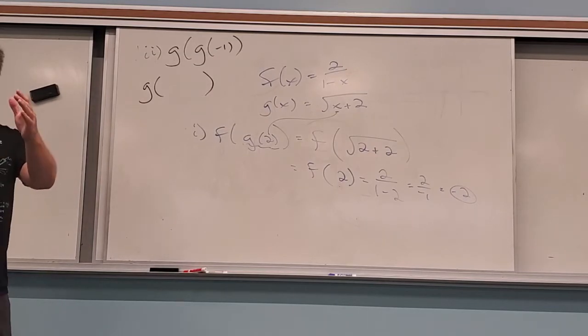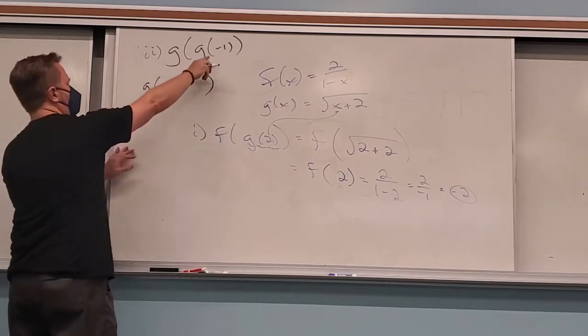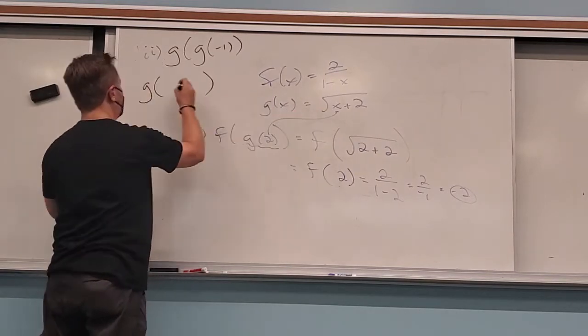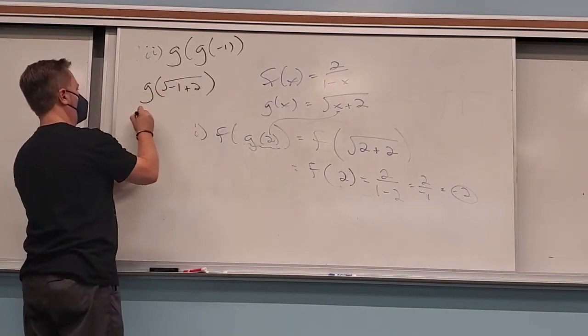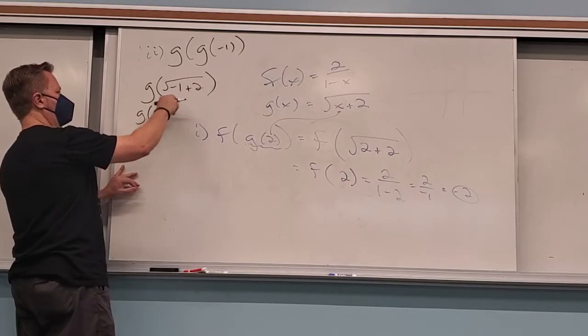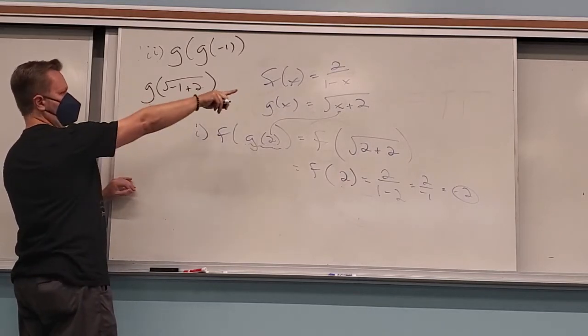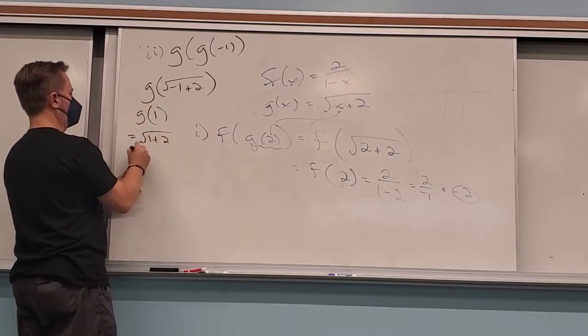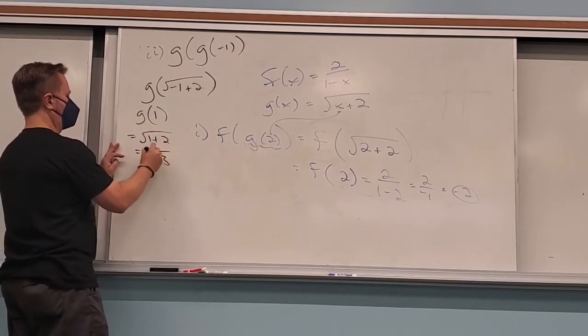Right, so you do the inside first. And g of negative 1 says to put a negative 1 in there. And what do you get? 1. Yes, square root of 1 is 1. And then g of 1 just says to put a 1 in here, and what do you get? Root 3. And then you stop.